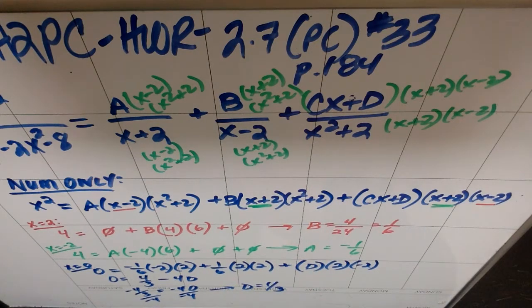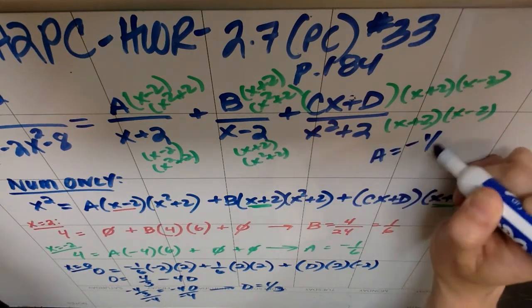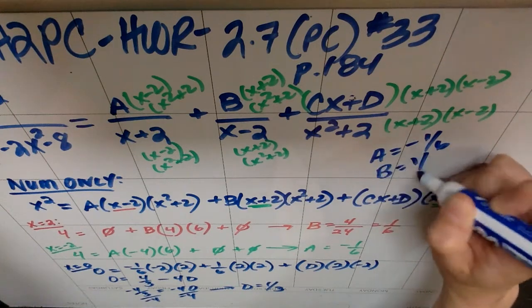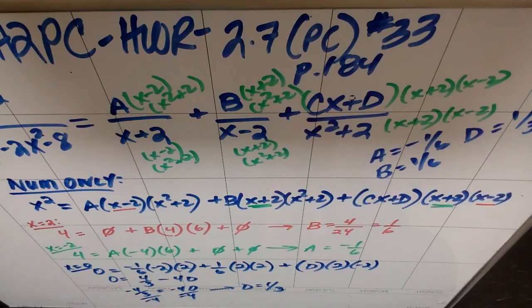Okay, so now this is a lot of space, and it's great, but I'm going to have to erase this so I have some time to find c, which is the one that I'm missing. So I'm going to write down what I know. I now know that a is a negative 1/6. I know that b is a positive 1/6. I know that d is a 1/3, right?